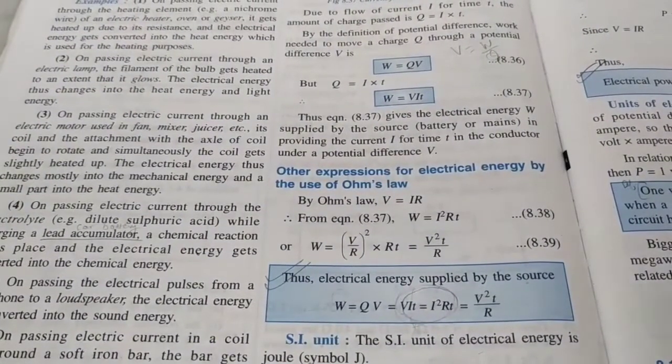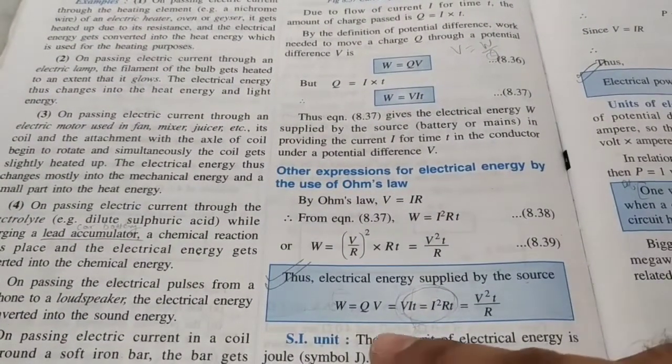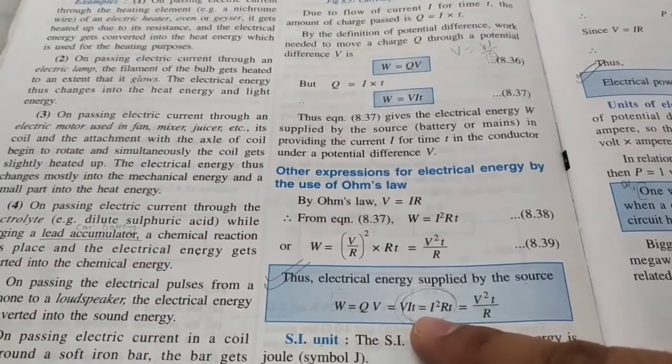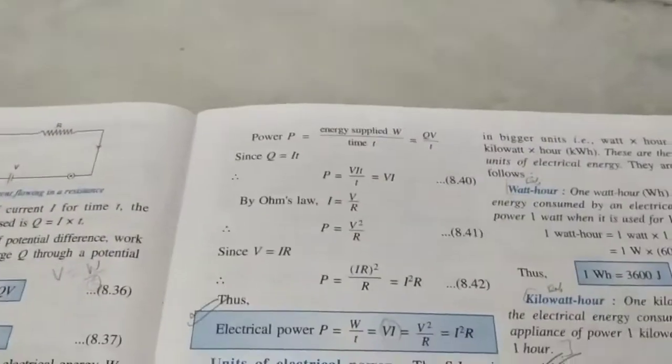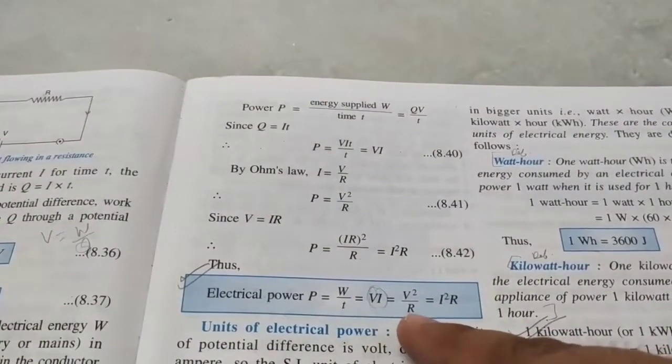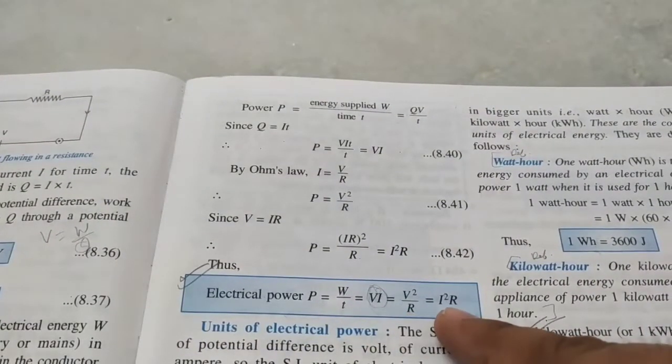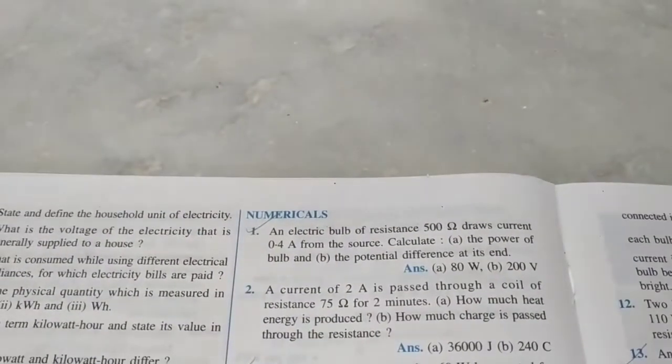First of all, remember these formulae. Electrical energy is VIT or I square RT or V square T upon R. Electrical power is V into I, V square upon R or I square R. Depending on the question, we will have to decide which formula to use.